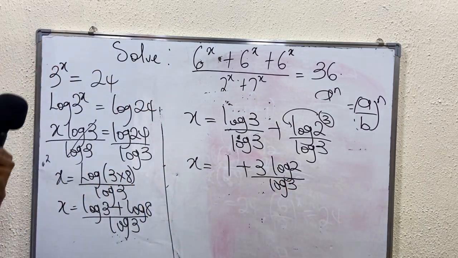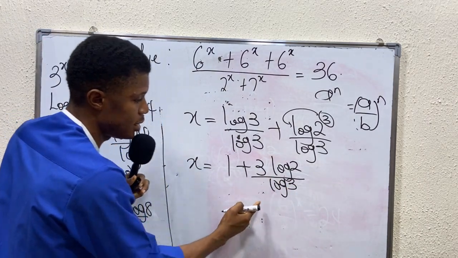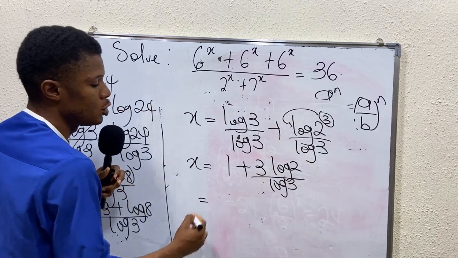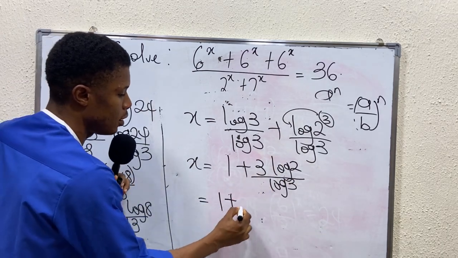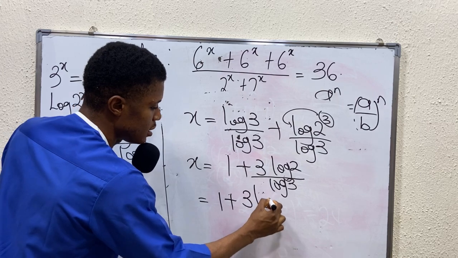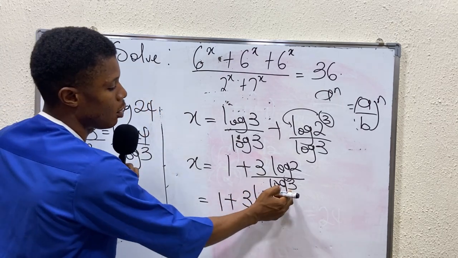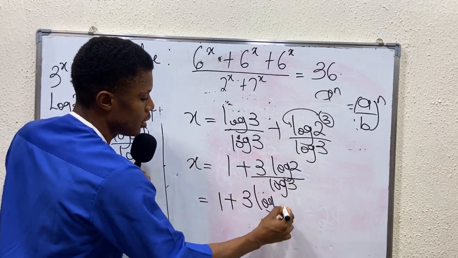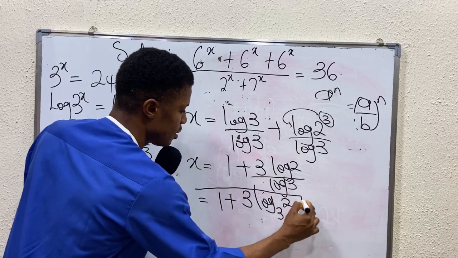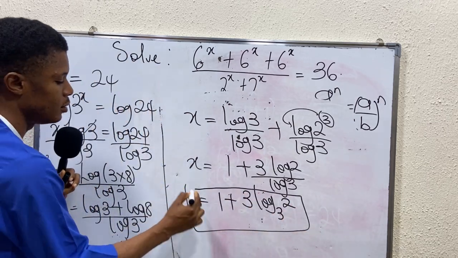Okay? At this end, we are going to use change of base to simplify the last term, showing that x equals 1 plus 3 log, since they are of common base, log base 3 of 2. And this is the simple answer to the value of x.